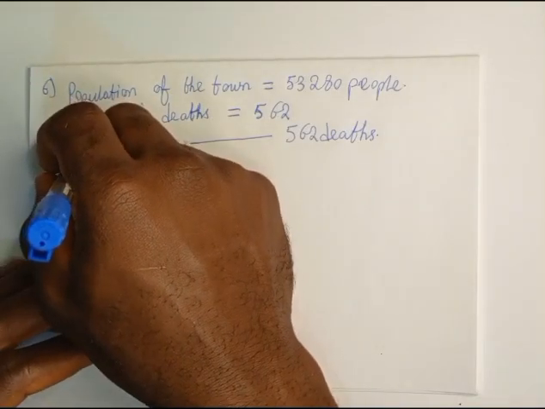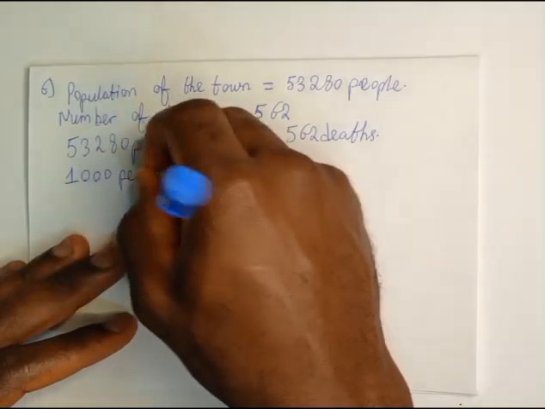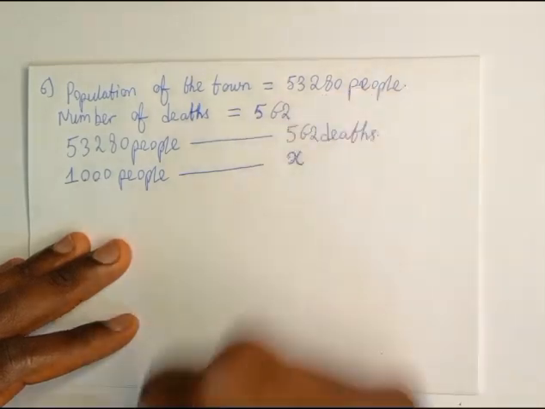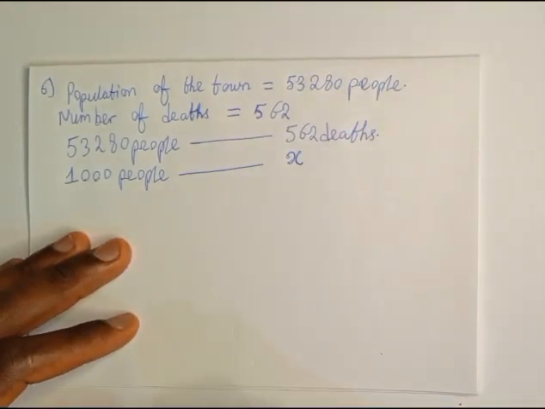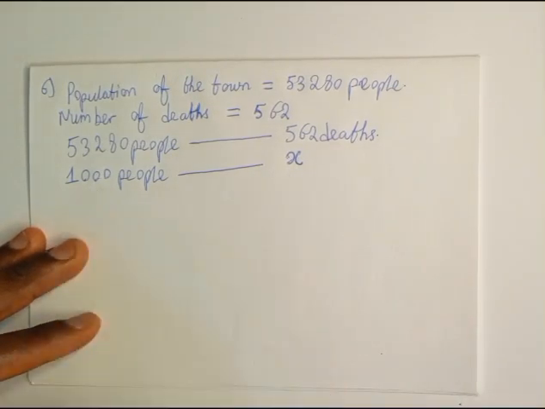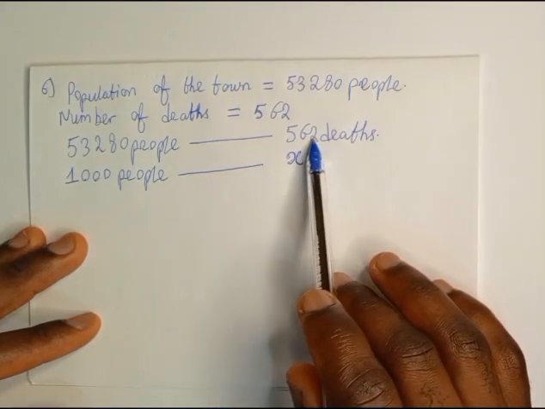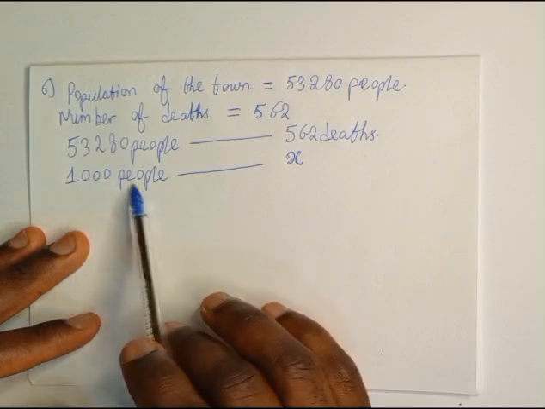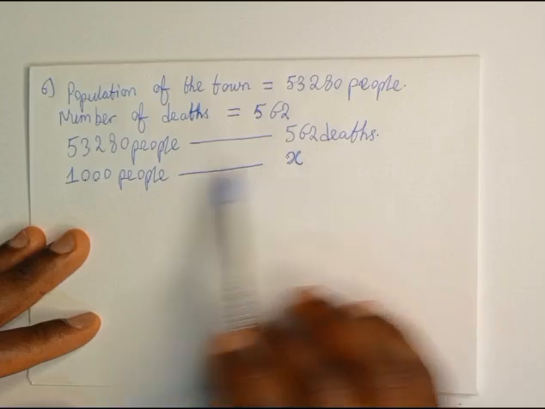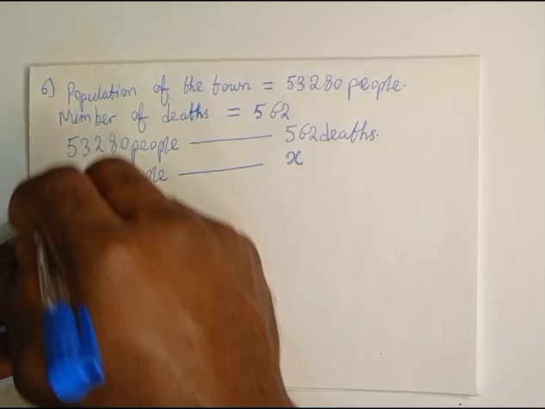Now, if we take a group of 1,000 people, there are X deaths. Now we need to find the value of X. For us to find the value of X, which is the number of deaths in 1,000 people, we are going to multiply 562 deaths by 1,000 people. Then we divide the product by 53,280 people.